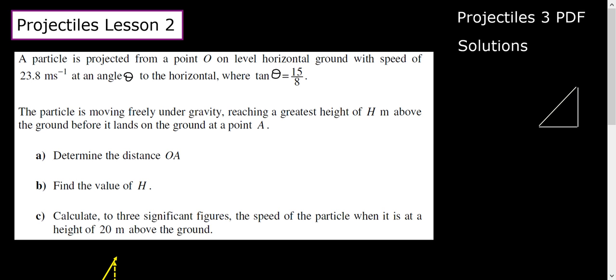So let's have a look at first at this theta, because we know that when we're going to resolve our speed, 23.8, we're going to use sine theta and cosine theta. So we're going to have a look in detail at this. Tan theta is 15/8, which means that if we have a right angled triangle here, there's our theta, that means the opposite side is 15 and the adjacent side is 8. Opposite over adjacent. And using Pythagoras' theorem, we have this hypotenuse, which is 17, giving us sine theta is 15/17. Cosine theta is 8/17. So that's important to get out of the way.